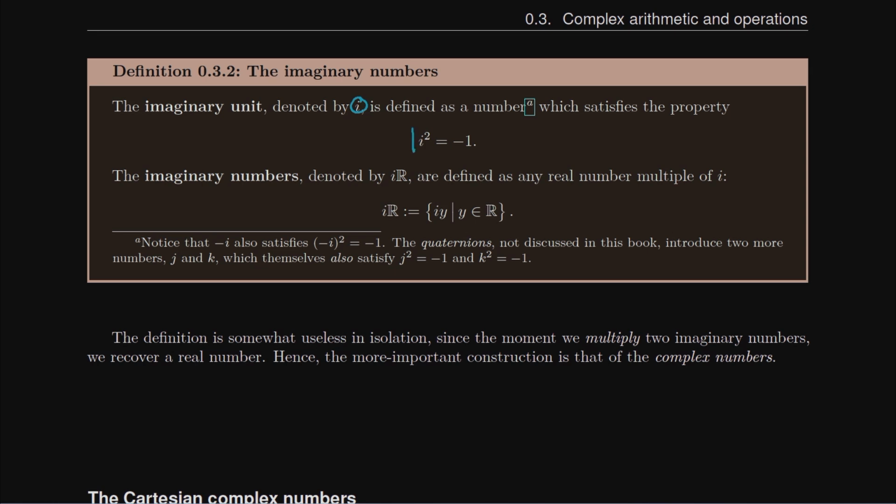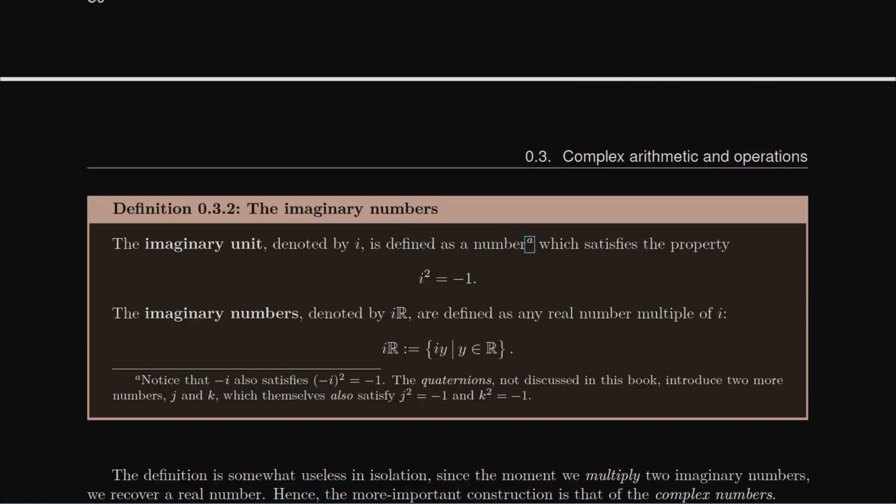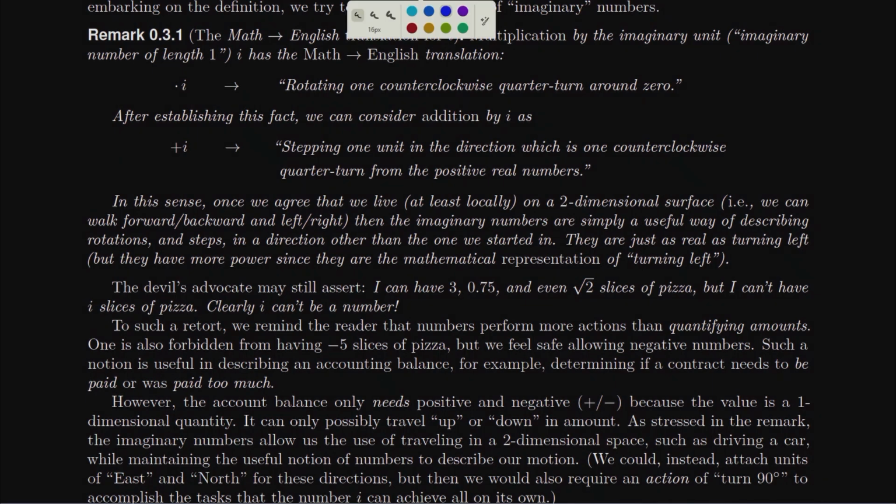We need at least one of these objects which has the square equal to -1. Then we define the imaginary numbers as just the multiplication of the real numbers by this imaginary unit i. So you can really think about it, because the imaginary unit is, when you multiply by it, this notion of rotating one counterclockwise quarter turn around 0.